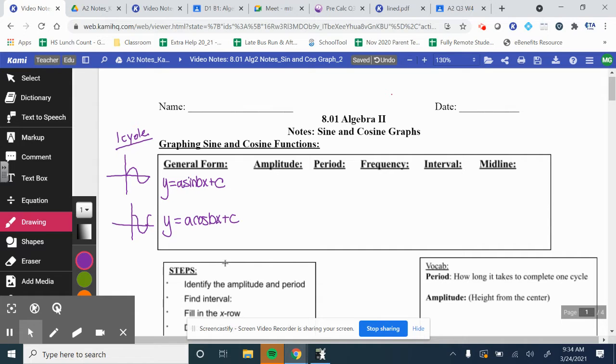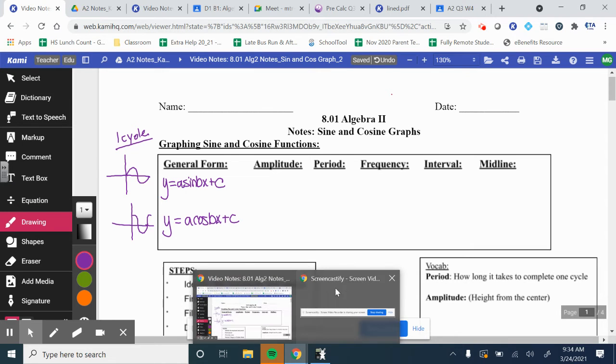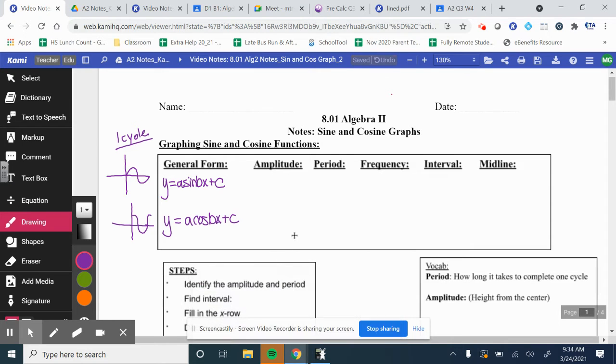In order to find the amplitude of either of these, and now amplitude just means how high the graph goes, you're going to take the number in front, that coefficient of sine or cosine, and take the absolute value of it. And that's going to tell you the height of the curve from the center. So from the center of the curve to this point, it's going to tell you the distance between them. So if that goes up 2 boxes or if that goes up 3 boxes, that would be your amplitude.